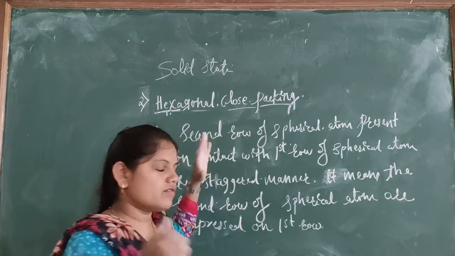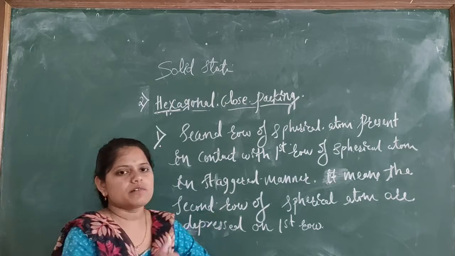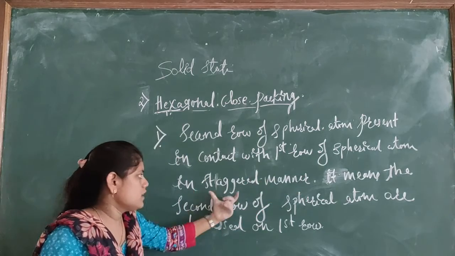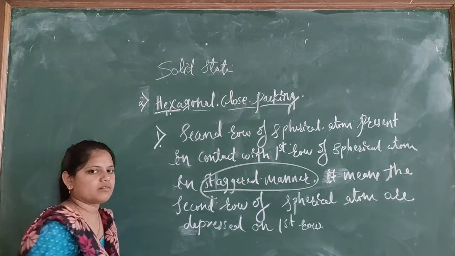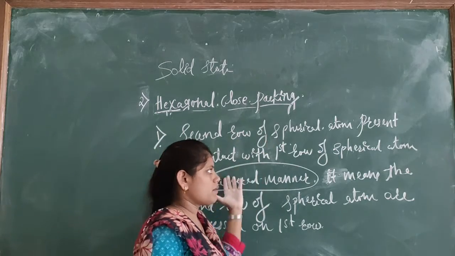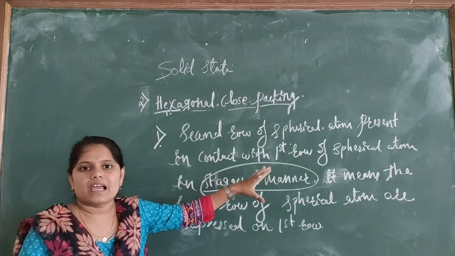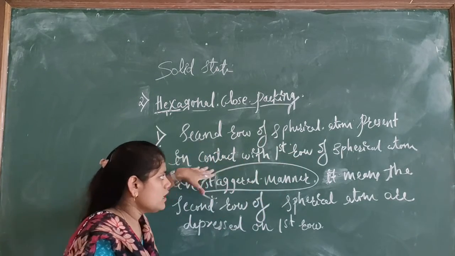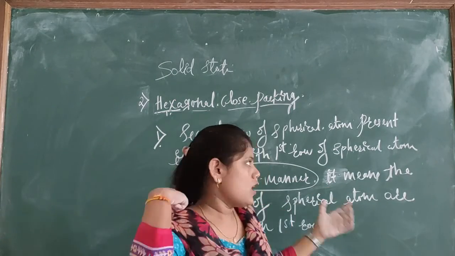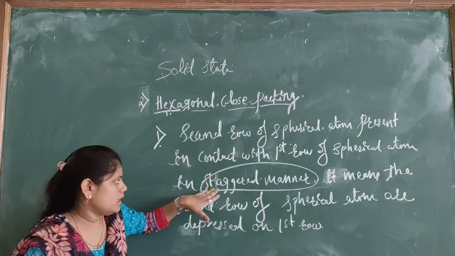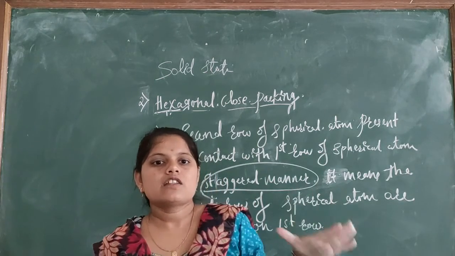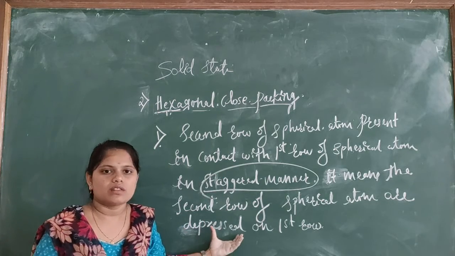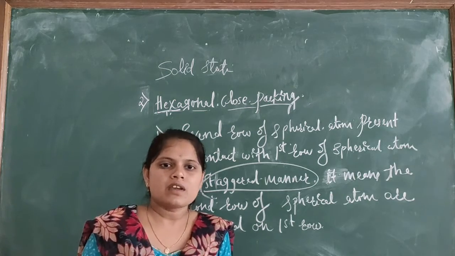Okay, so I will show the arrangement. First we should remember what I wrote here. The second row of spherical atoms will be present on the first row of spherical atoms in a staggered manner. In case of square close packing, what I told, the second row of spherical atoms will be exactly above the first row. But in case of hexagonal close packing, the second row will be present on the first row in a staggered manner, means the spherical atoms will be present in the depressions of the first row.